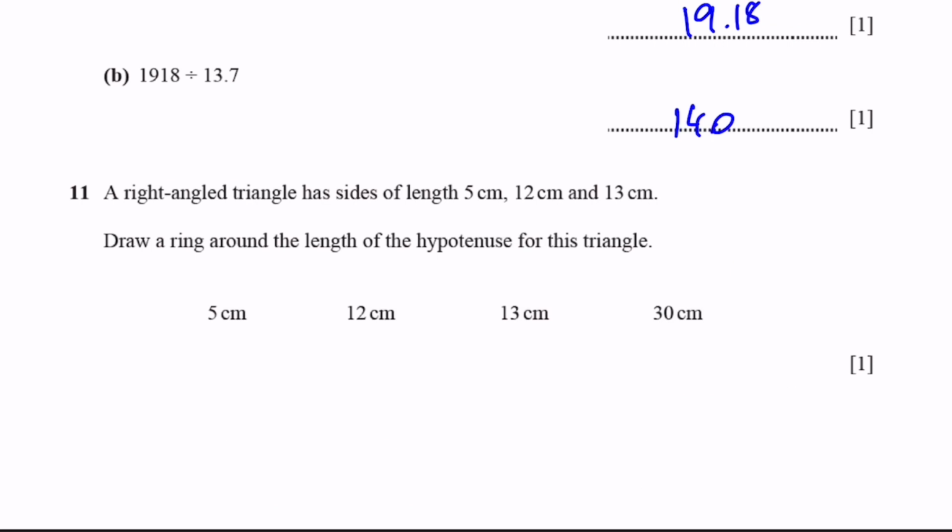Question 11. A right-angled triangle has sides of length 5, 12, and 13 centimeters. Draw a ring around the length of the hypotenuse for this triangle. The hypotenuse is always the longest side, and the longest side is 13 centimeters, so that's our answer.